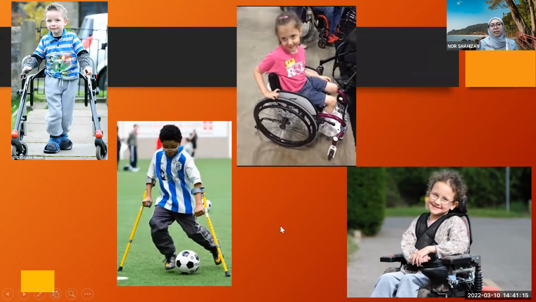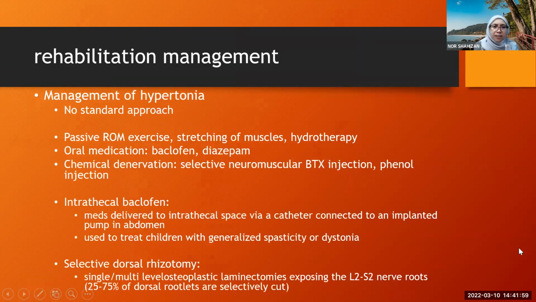Okay, let's say the child might not be able to have a good outcome with standing or playing games, they can also be put on a wheelchair. Okay, this is a self-propelling wheelchair. This is a motorized wheelchair. This girl is on a motorized wheelchair. But however, you need to look at the cognitive function of the child, whether they are able to understand how to use the motorized wheelchair. So that is one of the components that we need to evaluate before prescribing any mobility devices. Okay. So what are other rehab management that we can give?